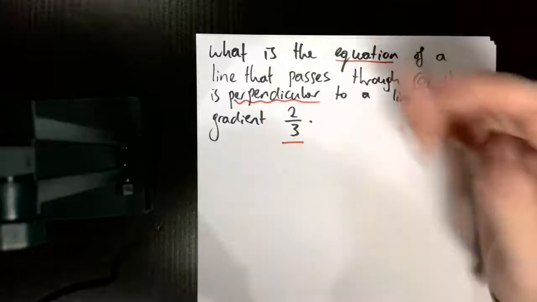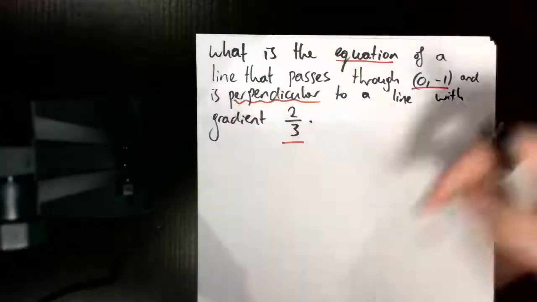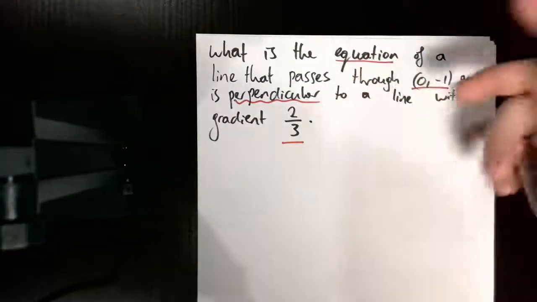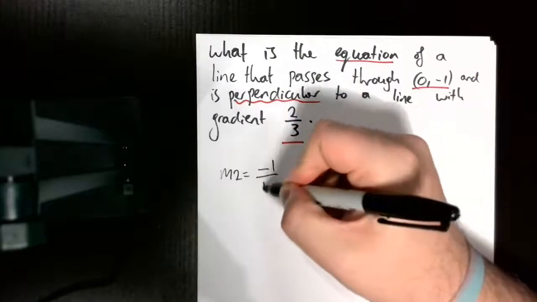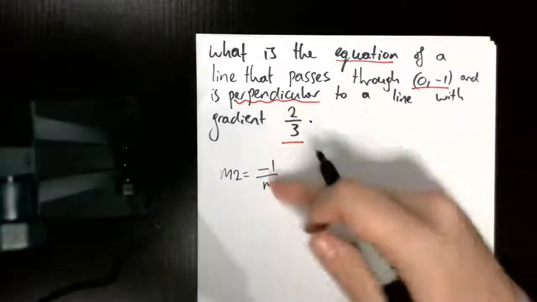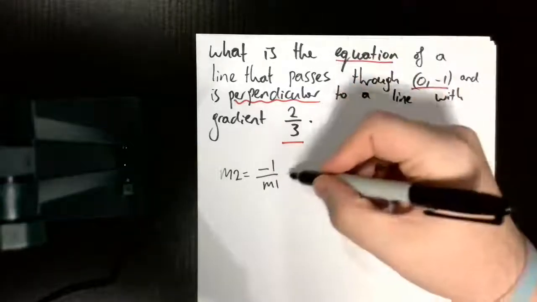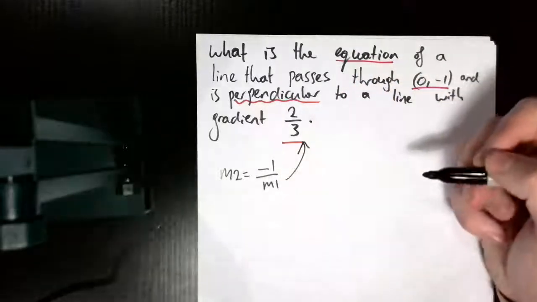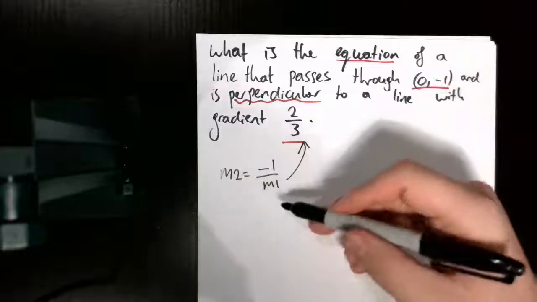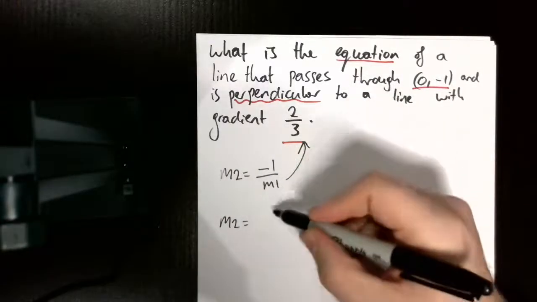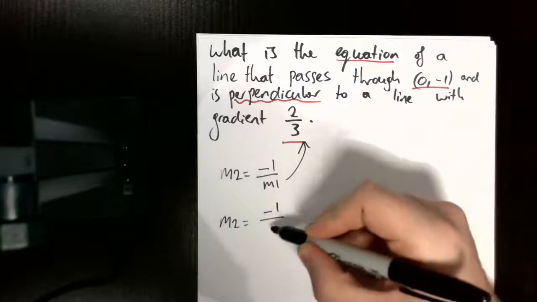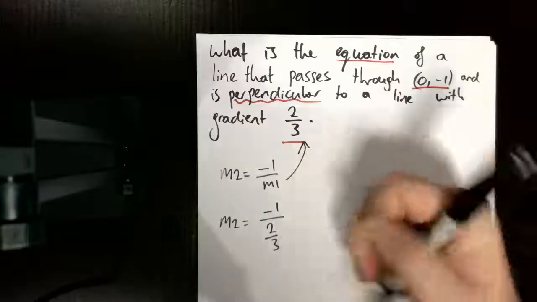So first things first, we need to find the gradient of our new line that's perpendicular. So we're going to use this formula: m2 is equal to -1 over m1, where m1 is our original gradient, which we're given as 2/3. All I'm going to do to calculate my new gradient is replace this m1 with 2/3, so m2 is equal to -1 divided by 2/3.